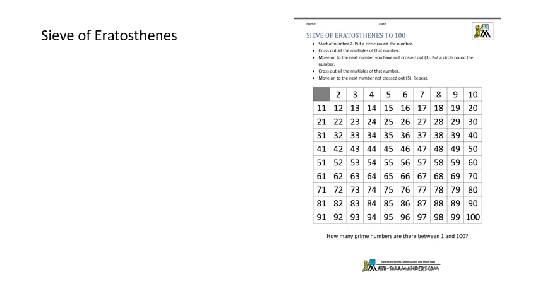I'm gonna do it in green. I like doing green. So the directions here say start at the number 2, put a circle around that number. So I'm going to circle my 2 right here. And then I'm going to cross out all multiples of that number. So I want to mark out the 4, the 6, the 8, the 10.